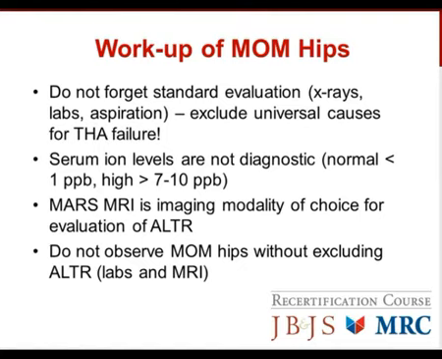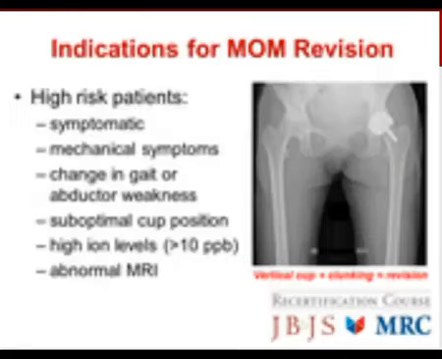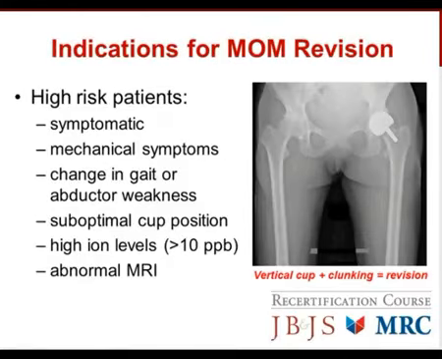The MARS MRI, or the Metal Artifact Reduction Sequence MRI, is the imaging modality of choice for evaluating a patient with a metal-on-metal hip arthroplasty. And I would say that in 2016, I would be very careful about observing a metal-on-metal hip unless the patient is completely asymptomatic and an adverse local soft tissue reaction has been excluded with labs and an MRI.